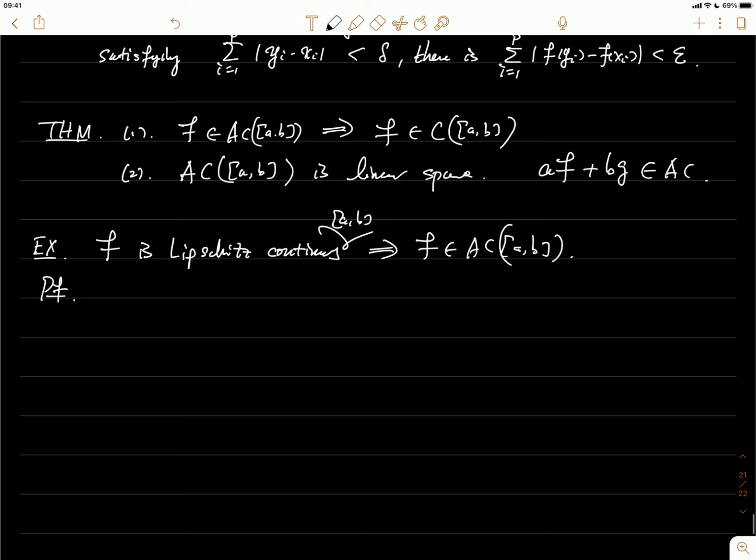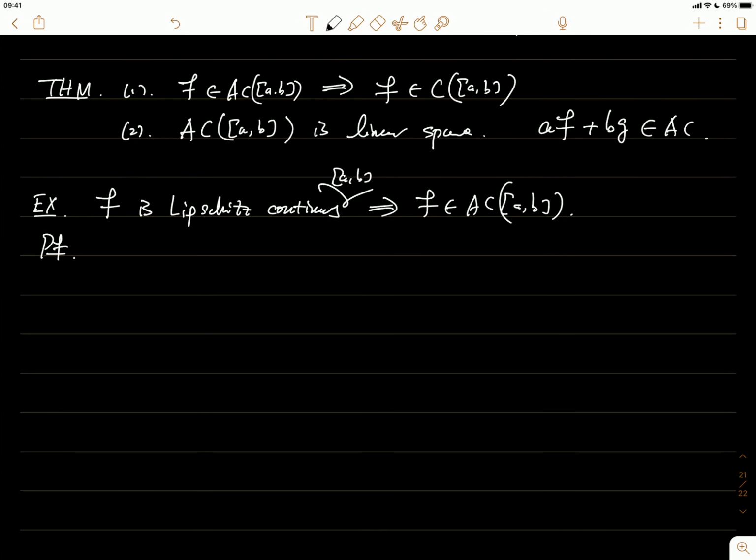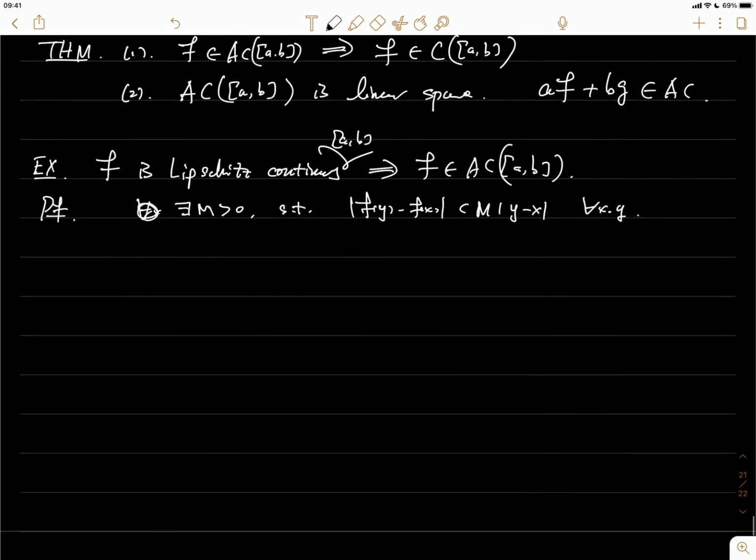Okay, the proof is super simple. Just recall that a Lipschitz continuous function means that there exists some m such that |f(y) - f(x)| is less than m times |y - x| for any x, y. Okay, that's the definition for Lipschitz continuous functions. Keep this in mind.